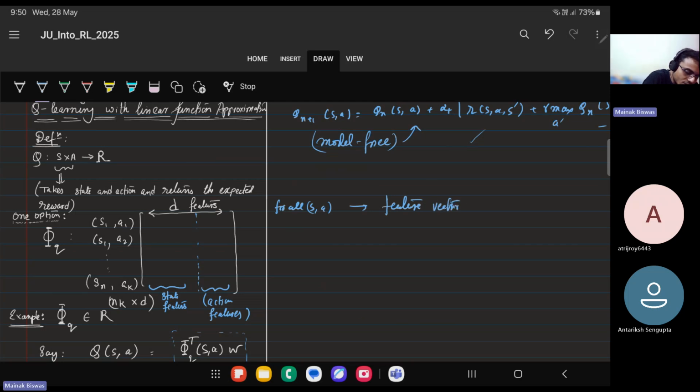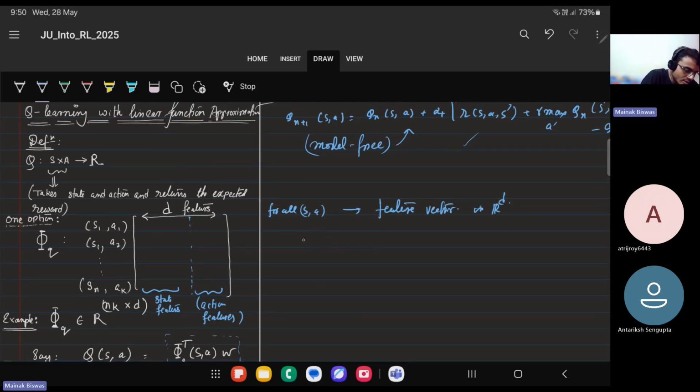Feature vector in R^D. So here S1, A1. In this case, the states are S1, S2, ... Sn, and the actions are A1, A2, ... AK. Just to represent this matrix, each of these could have D features. Some of them could represent state features, and the others could represent action features.